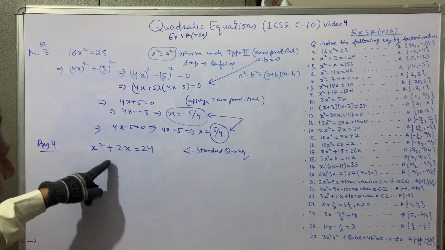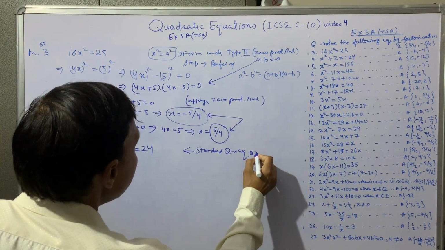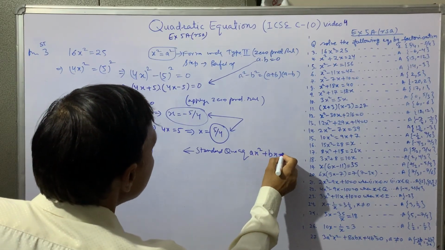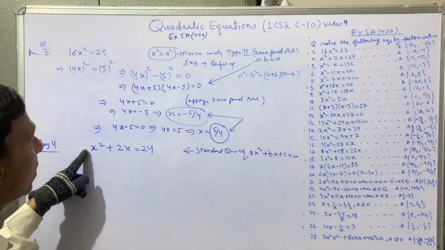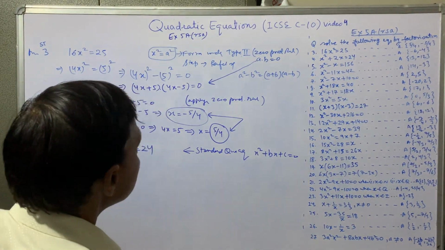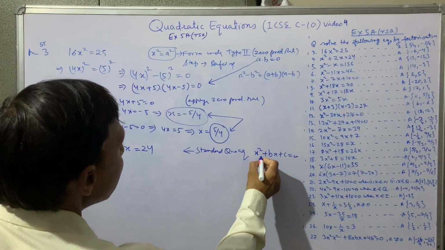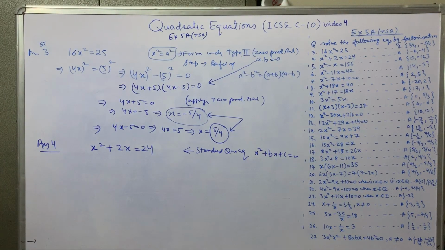And now it is a standard quadratic equation, ax square plus bx plus c is equal to 0, where a is equal to 1 over here. So it can also be written in the form ax square plus bx plus c, with a equal to 1 here. So now what do we do?